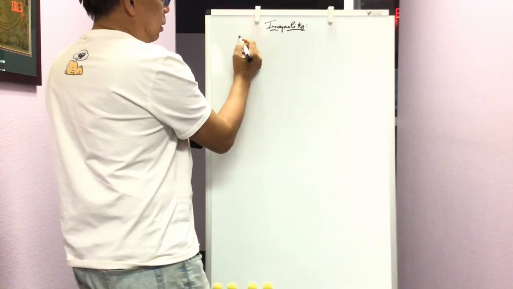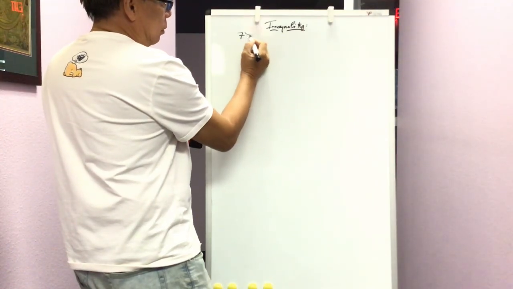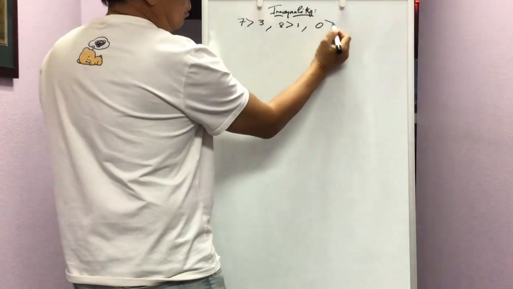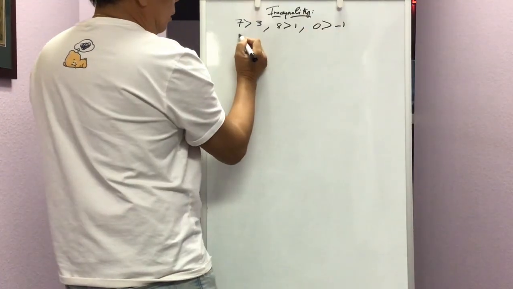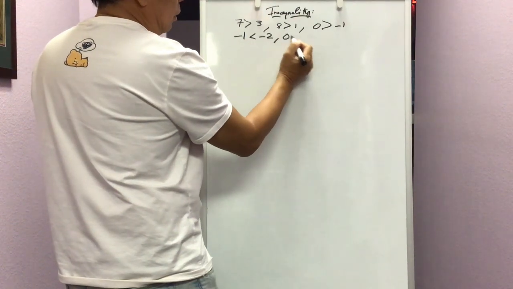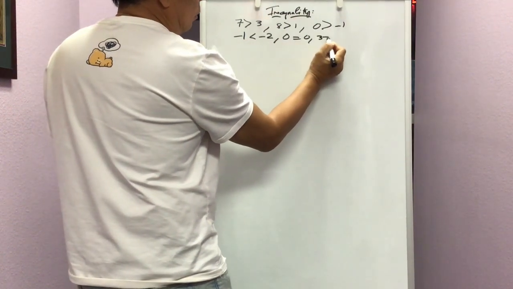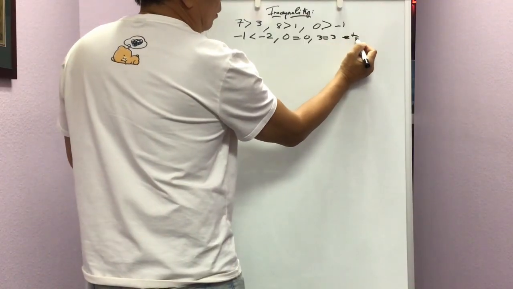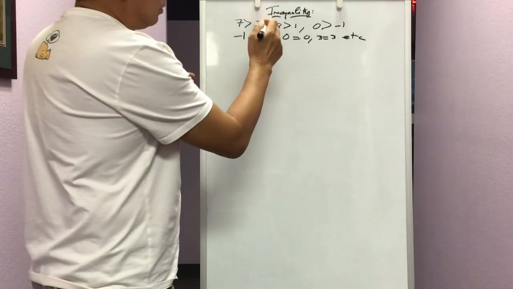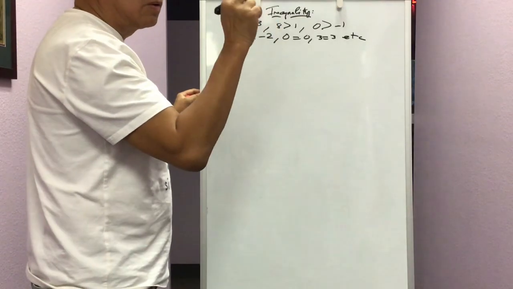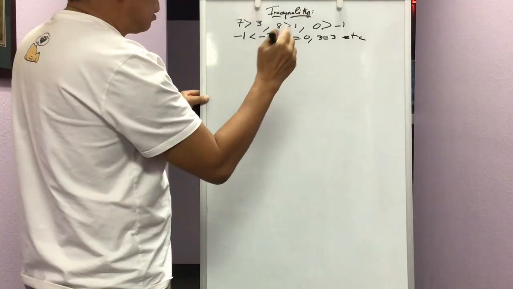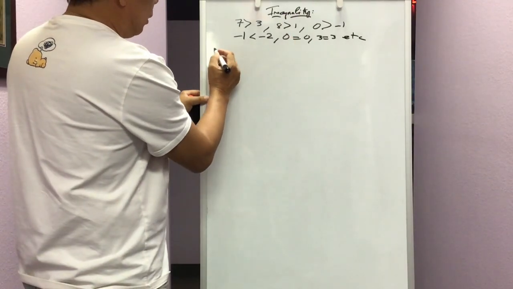So let's say you have 7 greater than 3, 1 greater than 0, 0 greater than -1, -1 less than -2, 0 equal 0, 3 equal 3, and so on. In this lesson I will show you how to solve inequality by just one method for every inequality.